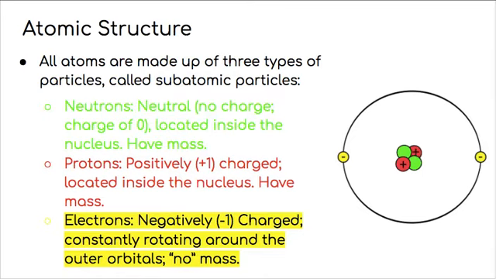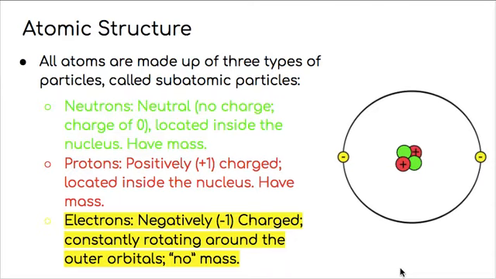The first is a neutron. So a neutron, which is represented here by the green circle, is a neutral particle. Neutral simply meaning that it does not have a charge, or its charge is zero. You find neutrons located inside of the nucleus of the atom, and they do have a mass that contributes to the overall mass of the atom.